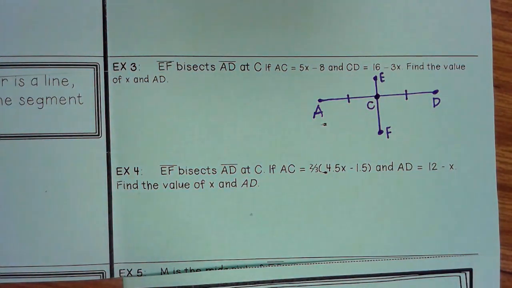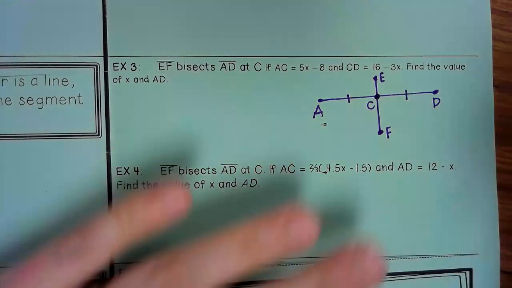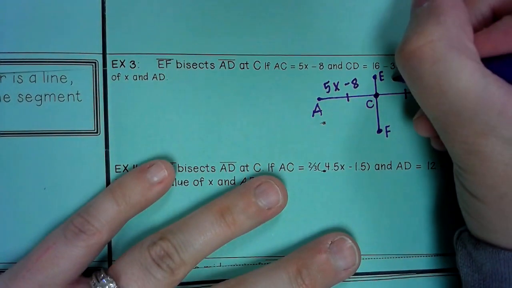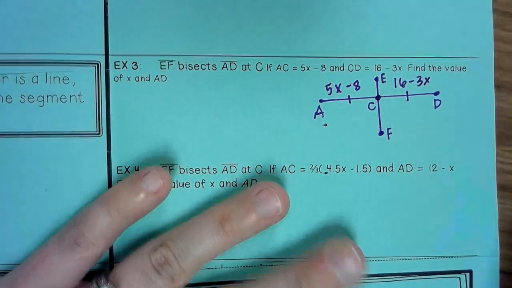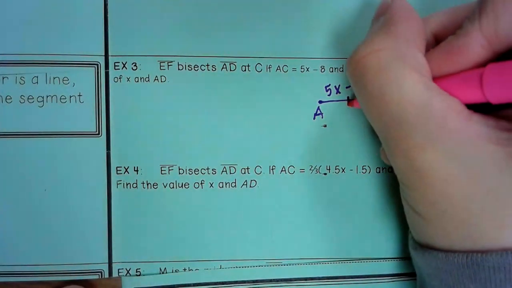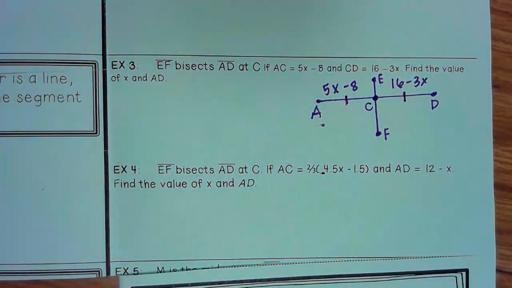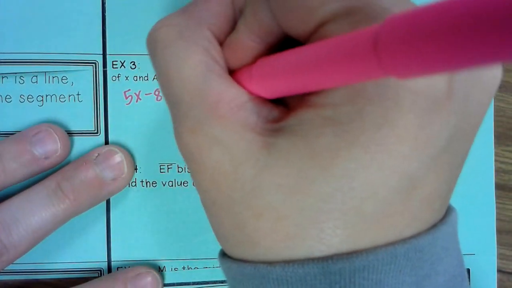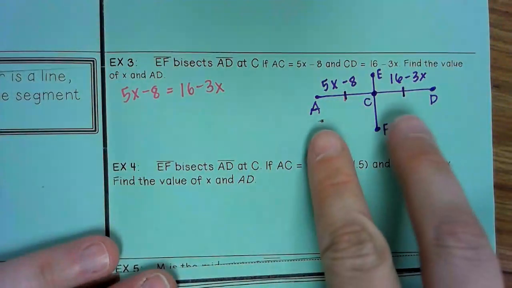All right, now I'm going to keep reading to label my picture. It says if AC is 5x minus 8 and CD is 16 minus 3x. Okay, so again, you know you're writing an equation. You just have to decide what your equation is going to look like. Do they have to add up to be a specific number? Do they have to add up to be 90, 180? Or are they equal to each other? And so remember, these lines mean that they equal each other. So that's my equation. 5x minus 8 is equal to 16 minus 3x. They have to be equal because it's been bisected.